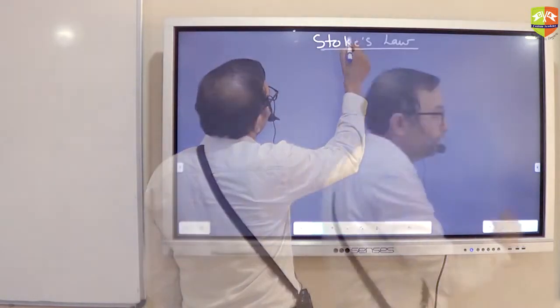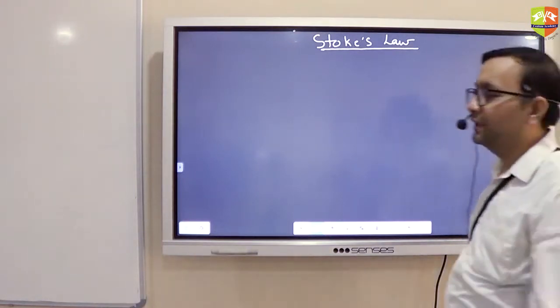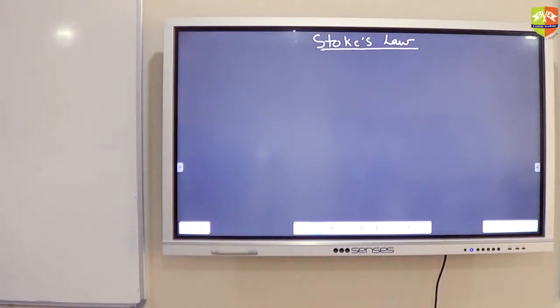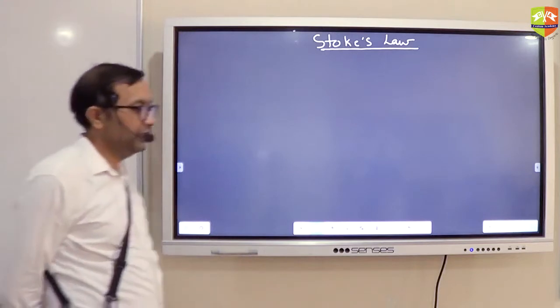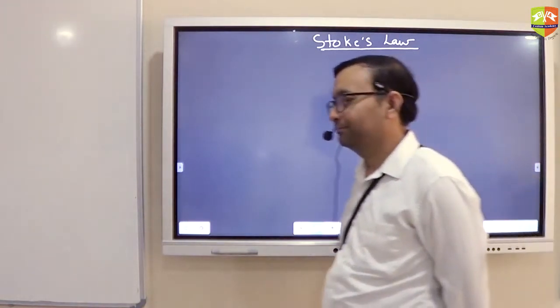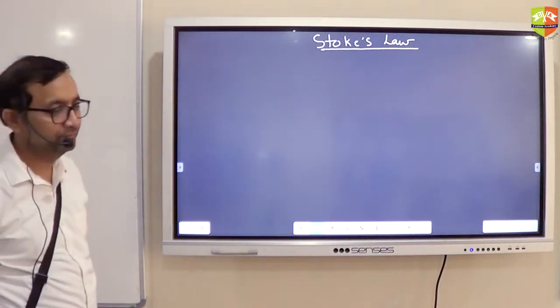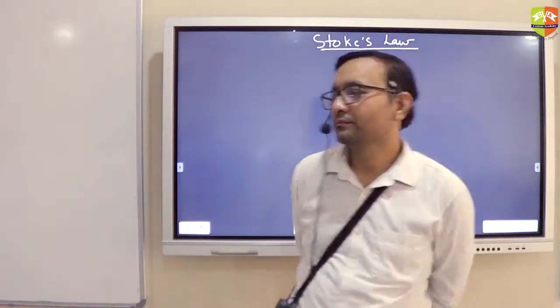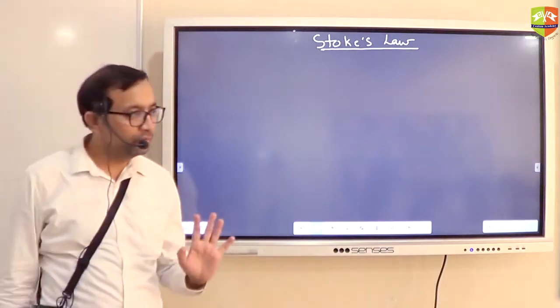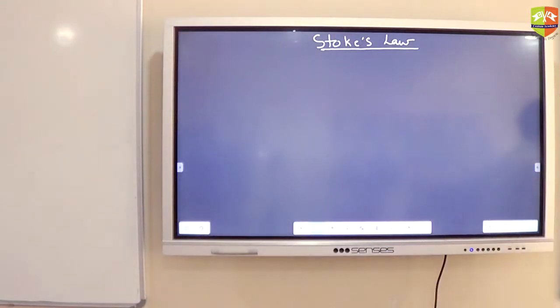Please write down. Stokes' law gives us an expression for the viscous force on a spherical object. It only tells about the viscous force on a spherical object when it is completely inside the fluid. It should not be partially inside. Completely it should be inside.